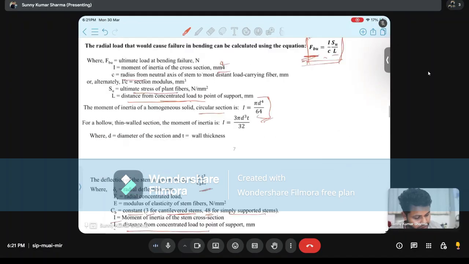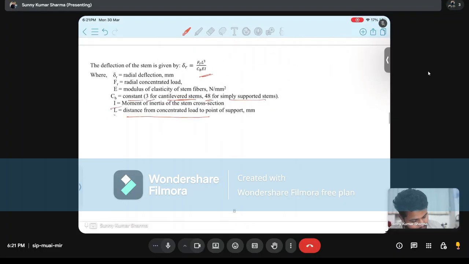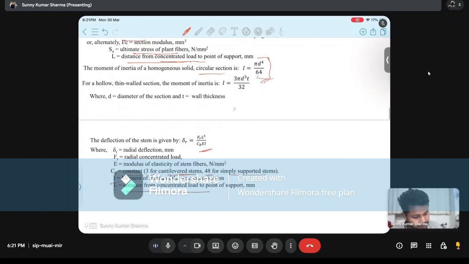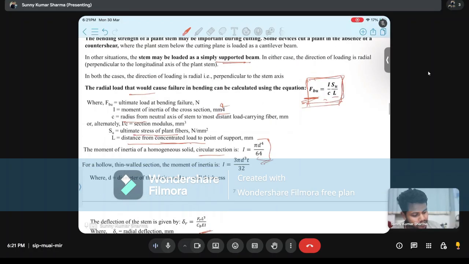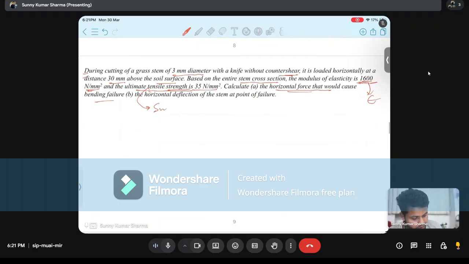So we just now saw that this is the expression for horizontal force that will cause bending failure, given by I SU by C into L. So the horizontal force that will cause failure is I SU by C into L. I is the moment of inertia. For a circular section it is pi d to the power 4 by 64.